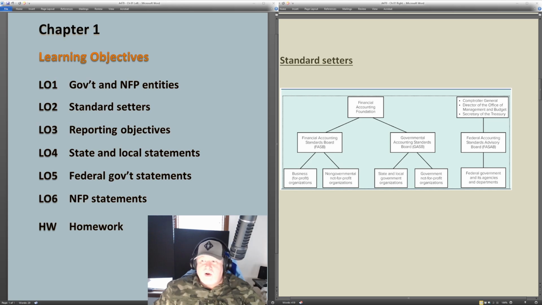And the director of the Office of Management and Budget, the OMB, that is a very powerful funding position. And of course, the Secretary of the Treasury, well, what do they do? Well, they print the money, right? So the head accountant, the person who's in charge of the budget, and the person who prints the money. Those are the three people who are interested in how the federal government runs its books.